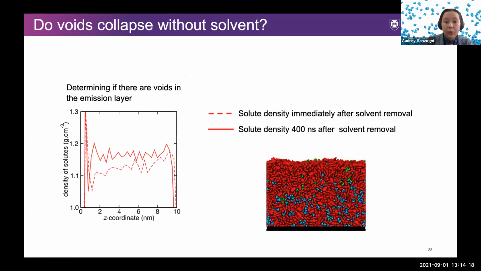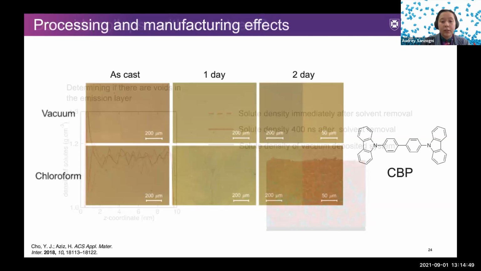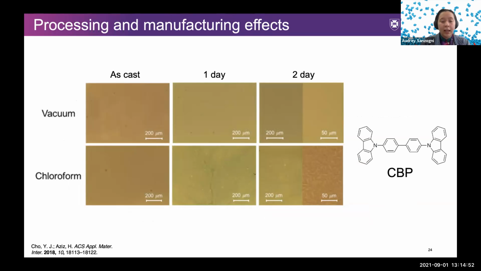Once the solvent was removed, it was allowed to relax for 400 nanoseconds. You can see here that these voids do collapse. And to what degree do they collapse? They collapse such that they are equivalent to the density of a vacuum deposited system. And this would lead to quite a large amount of stress on the thin film. This could explain the formation of a fissure over time. And of course, chloroform remaining in the system would aid in the formation of microcrystalline domains.